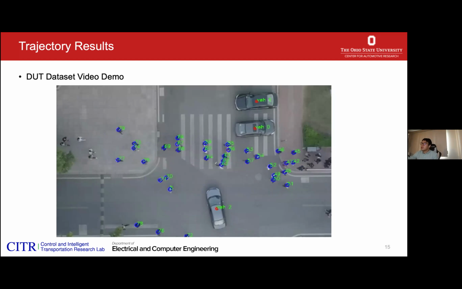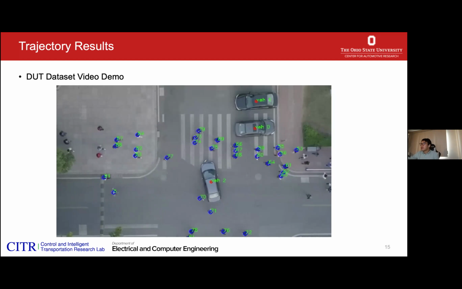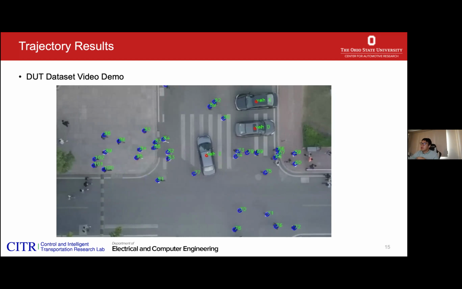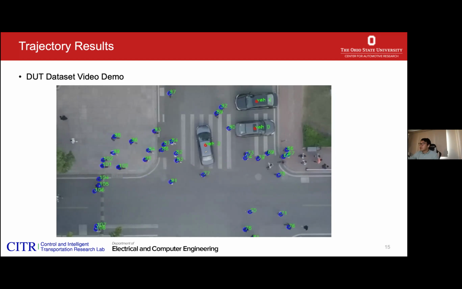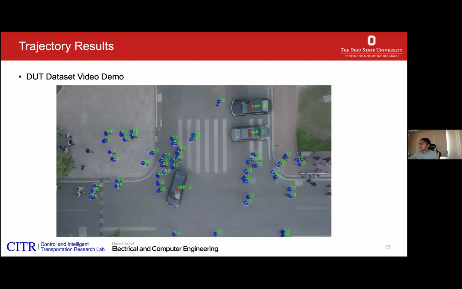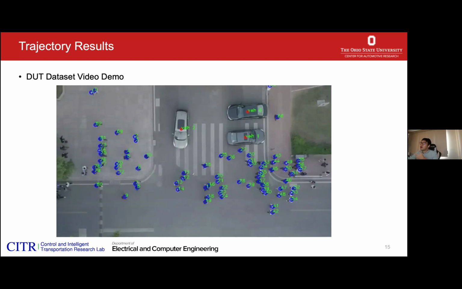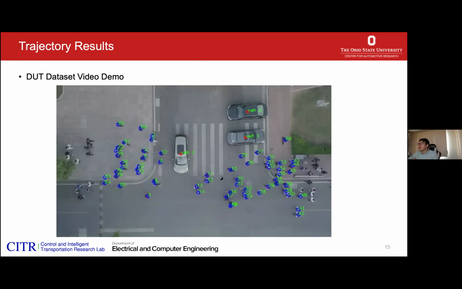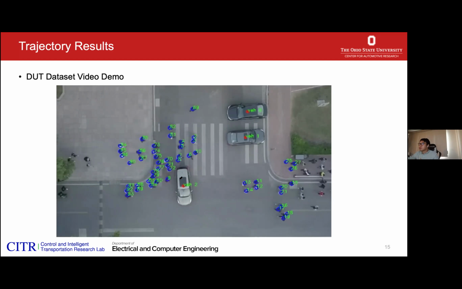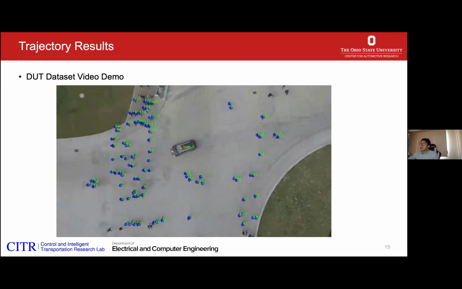And here's a video demo for the DUT dataset. As you can see here, this is the first location, which is an irregular crosswalk. And there are lots of pedestrians interacting with the vehicle. Since this intersection is kind of irregular, there's no priority for either the pedestrian or for the vehicle. So the pedestrians and the vehicles need to negotiate so that they can pass that area.